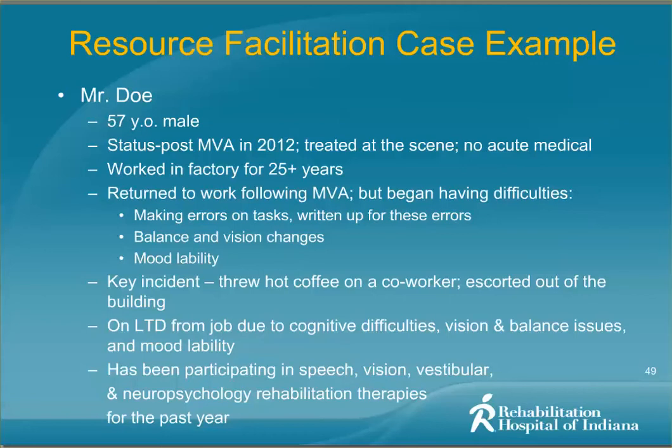Following his accident, he went back to work within a week or so, but began having difficulties on the job. He was making errors on tasks. He was written up for these errors. He was having difficulty with balance and vision changes, but he wasn't quite sure what those were. And then his wife was noting some changes in his mood and some irritability.